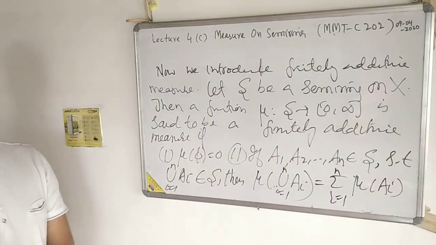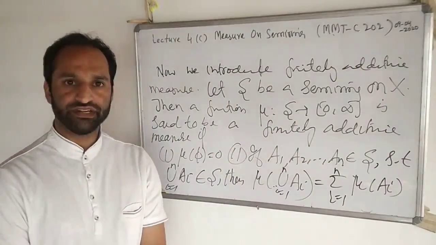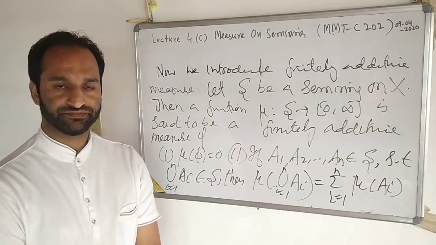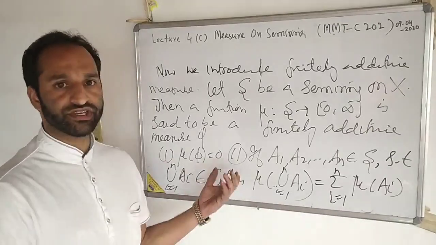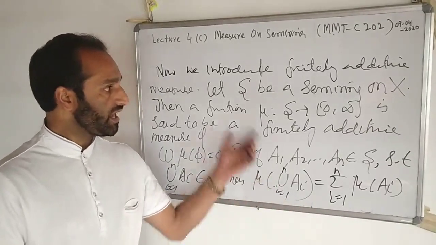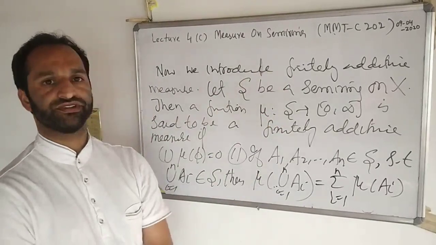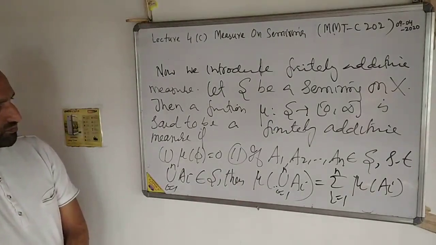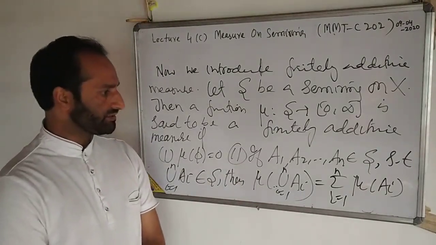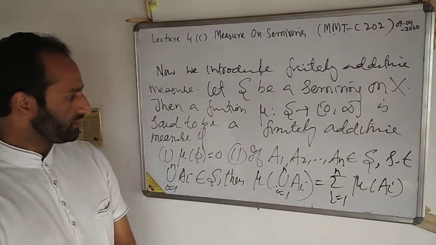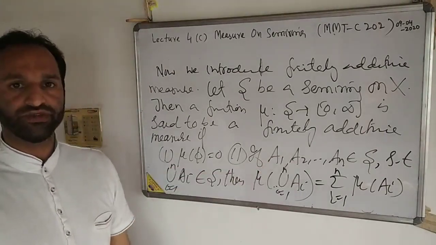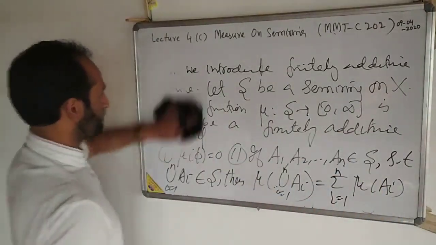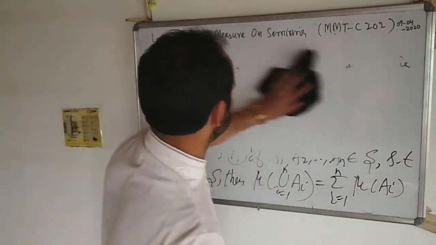Now, we have already proved that if mu is a measure, then mu is a monotone function. And also we have proved that every measure is finitely additive. In other words, every measure is a finitely additive measure. But the converse is not true in general. And we have proved the property for measures, that a measure is always monotone. Here we prove that a finitely additive measure is also monotone. So that's an exercise for you.